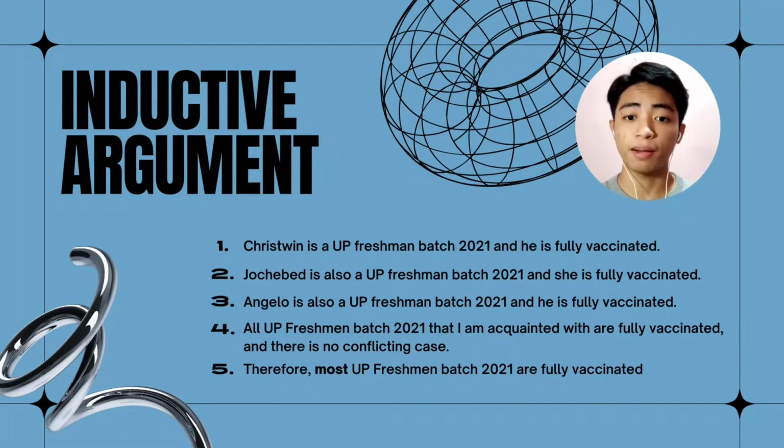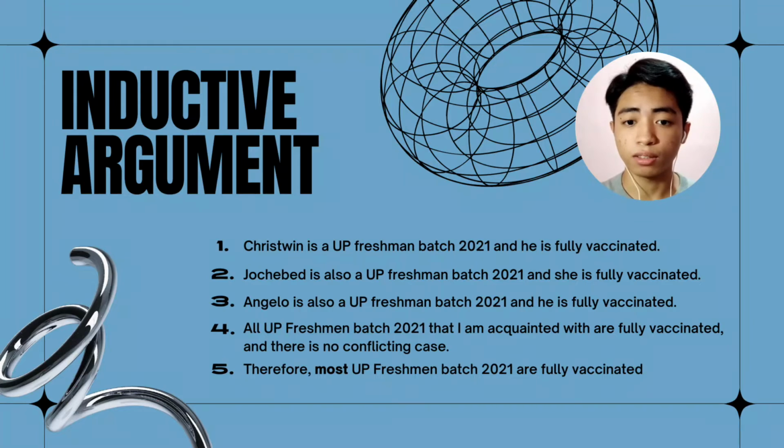Let's analyze this example. Christwin is a UP freshman batch 2021 and he is fully vaccinated. Jochebed is also a UP freshman batch 2021 and she is fully vaccinated. Angelo is also a UP freshman batch 2021 and he is fully vaccinated. All UP freshman batch 2021 that I am acquainted with are fully vaccinated and there is no conflicting cases. Conclusion, therefore, most UP freshman batch 2021 are fully vaccinated.